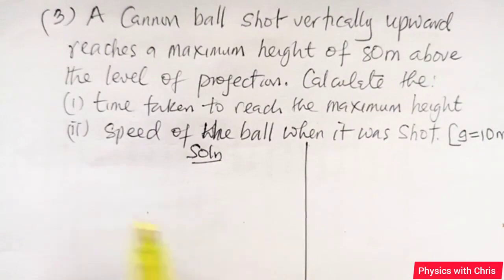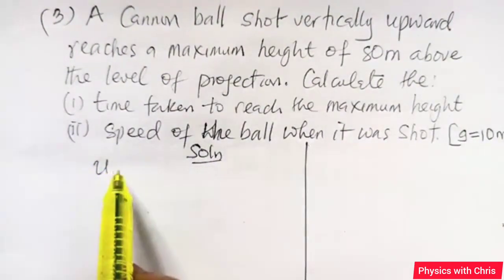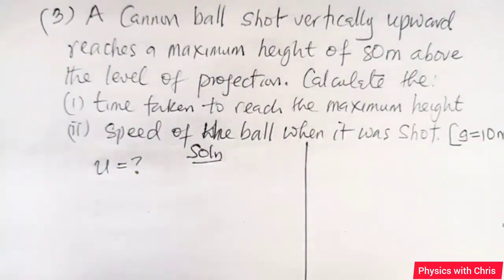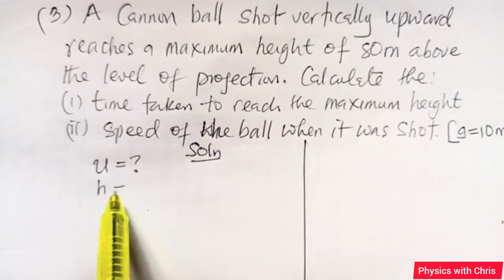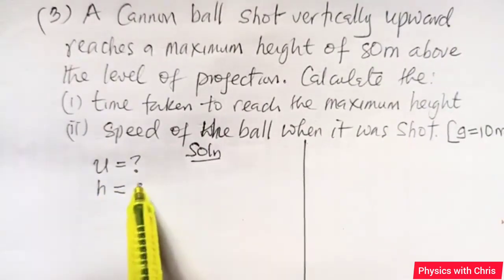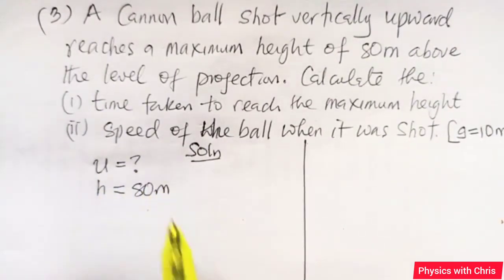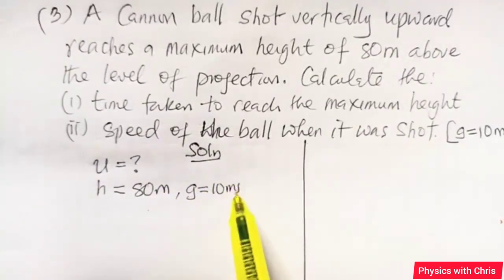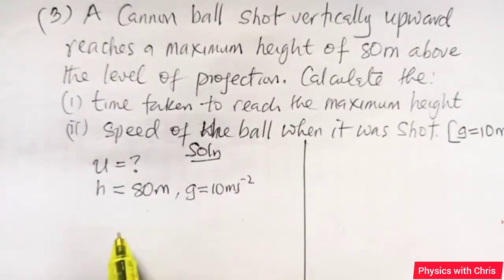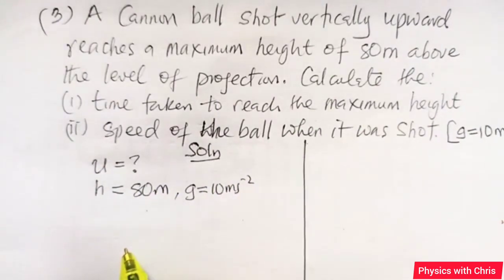Shot vertically upwards reaches a maximum height. The initial speed is not given, because for it to even go up to start with, it needs an initial velocity that is not given. The maximum height attained by the cannonball is 80 meters. And then we are given g as 10 meters per second squared. Let's first of all find the initial speed of this body.